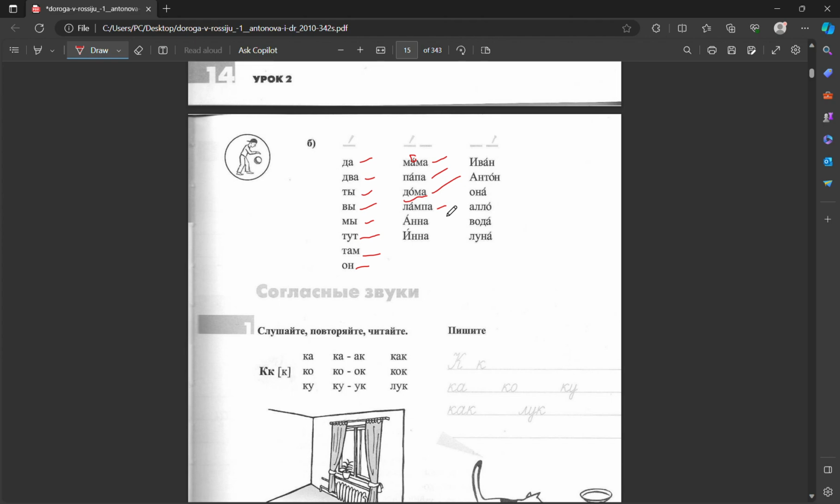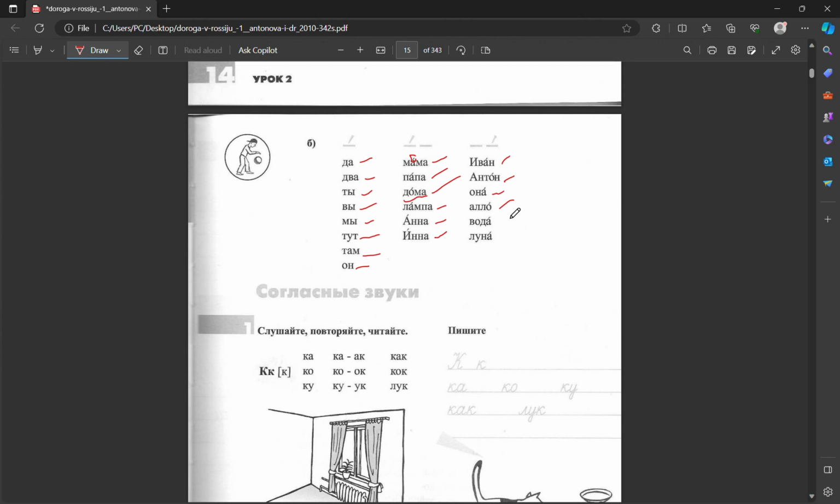Lampa means a lamp. Just imagine a lamp. Even a table lamp is called lampa as well. Anna is the name of a girl. Inna is also the name of a girl. Ivan, Anton, these are names of males. Now, Anna means she. Allo means hello when you use a telephone. When you talk to somebody by phone, you just say allo, which means hello.